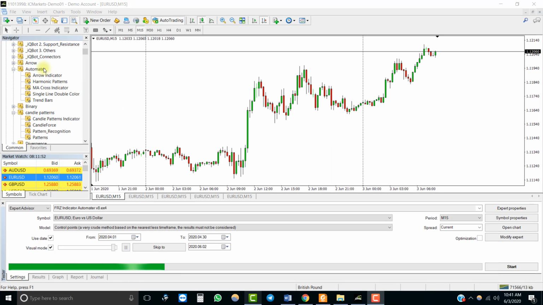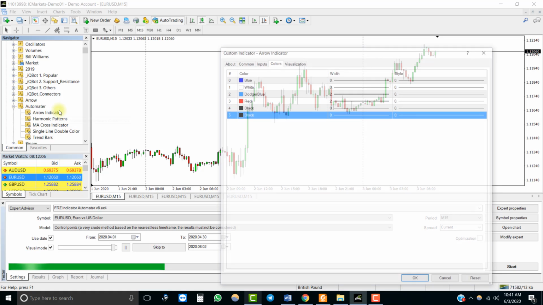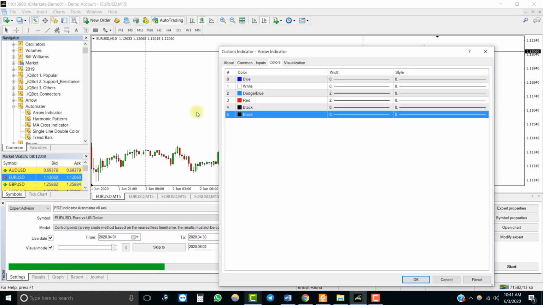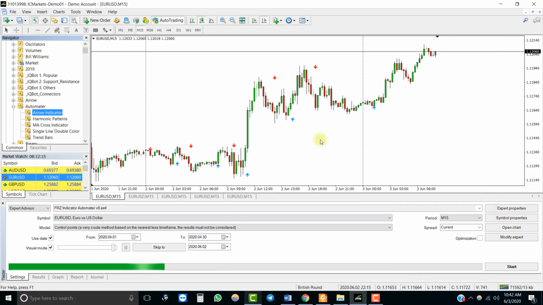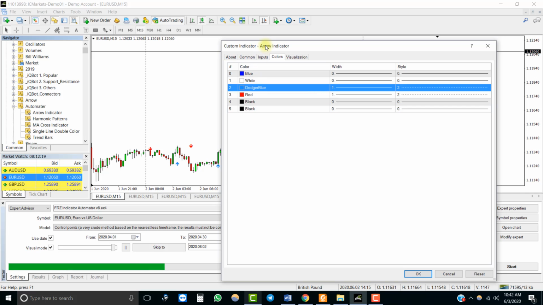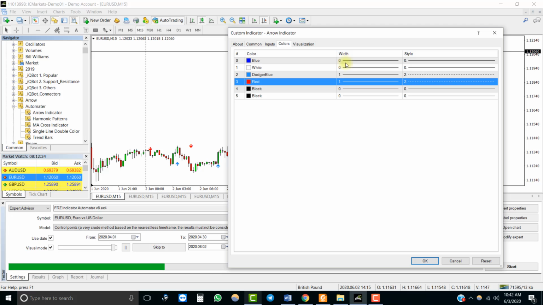Now let's automate some indicators. First, let's automate this arrow indicator. The indicator is located within a subfolder in the indicators folder. If you look at the color settings, you will notice that buffer ID 2 is for buy and buffer ID 3 or color ID 3 is for sell signal.